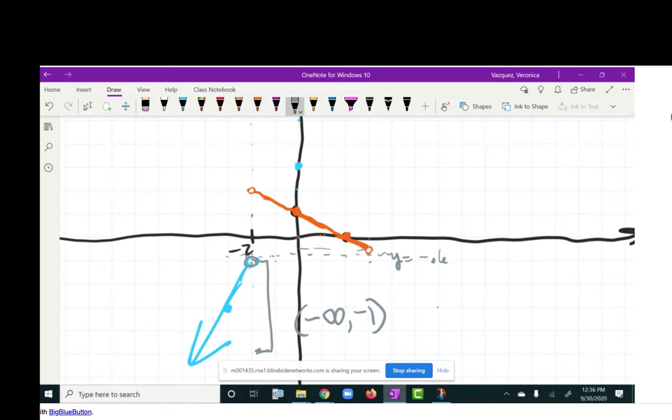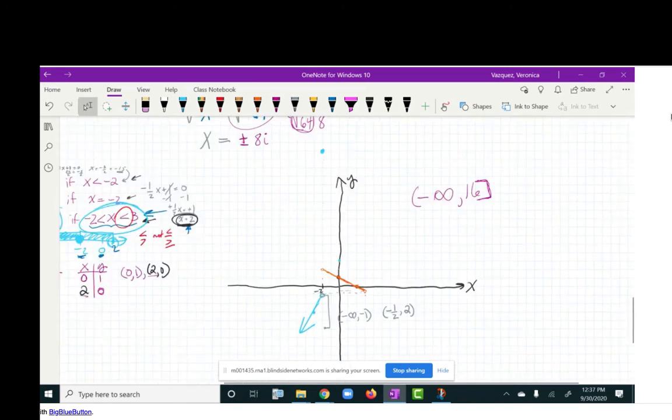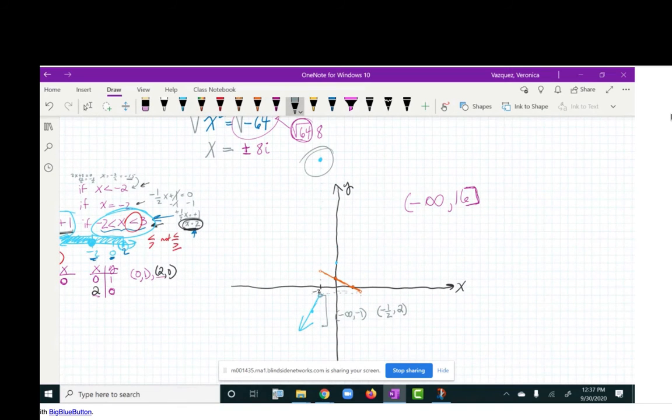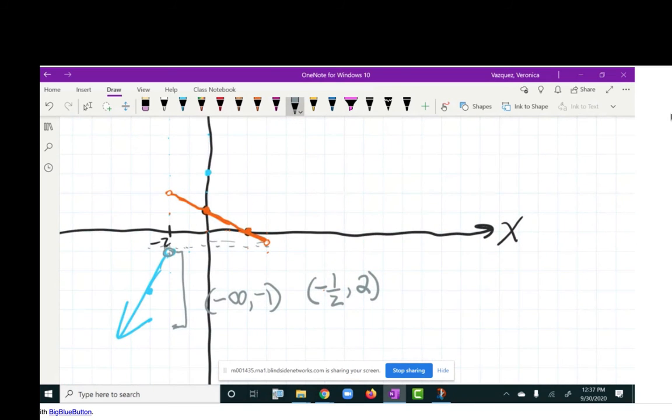So technically, my range picks up again. That orange piece picks up again at -1/2, and it goes all the way up to 2, and it's an open interval on both ends. Okay, and then finally, here's my point way up here at 16, just all by itself. That point really is there, so I'm going to give it square brackets.